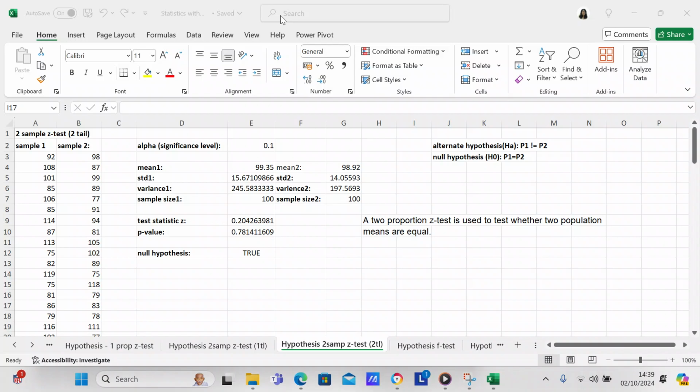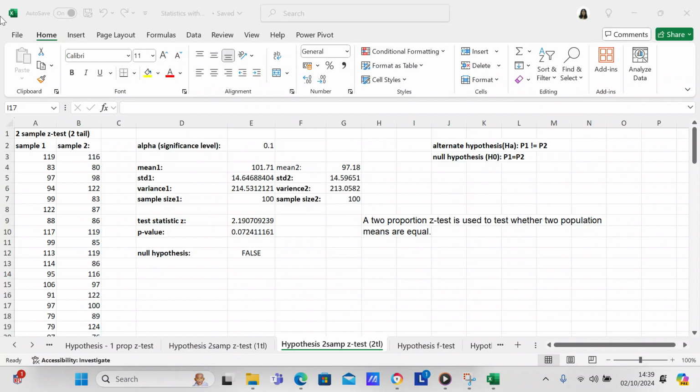The last video I made, we did a z-test with 2 samples and 1 tail. In this video, we're going to do a z-test with 2 samples and 2 tails. The difference between a 2-tailed sample and a 1-tailed sample is that a 2-tail test checks both tails of the distribution, whereas a 1-tailed test only tests 1 tail of a distribution.